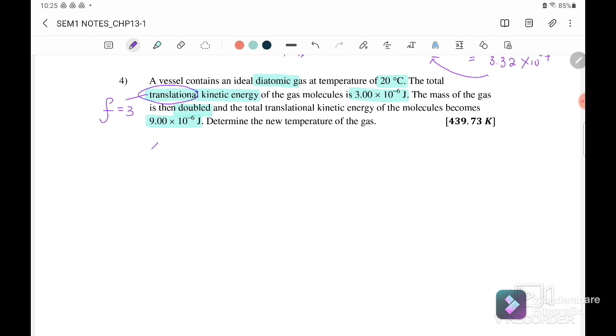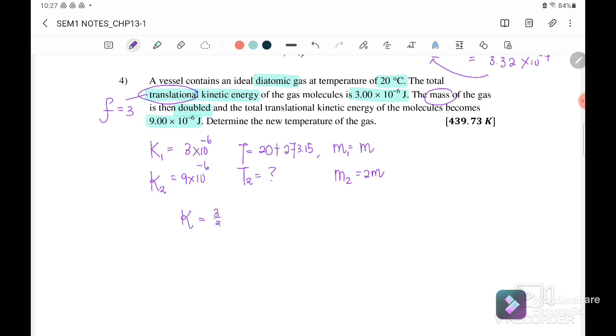Now we have two cases. Case 1 is when the translational kinetic energy is 3 times 10 to the power of negative 6, the temperature is 20 degrees Celsius, so I add 273.15, and the mass initially, M1, is M. Now when M2 doubles, becoming 2M, the translational kinetic energy becomes 9 times 10 to the power of negative 6 joule. We want to find the new temperature, T2. For the translational kinetic energy equation, K equals 3/2 nRT, where n here is equal to mass per molar mass.